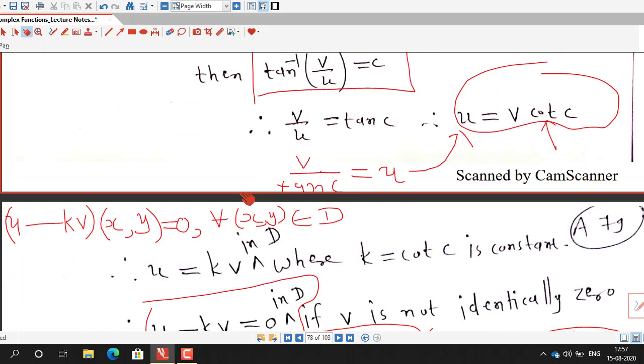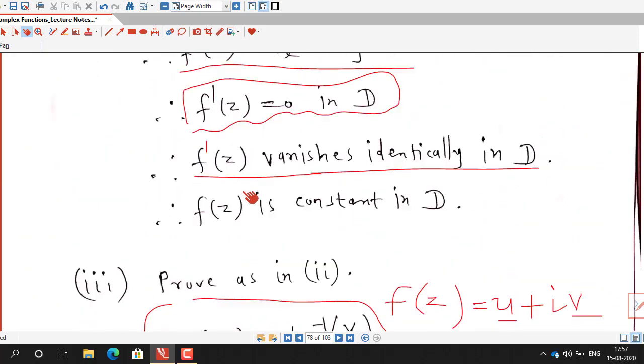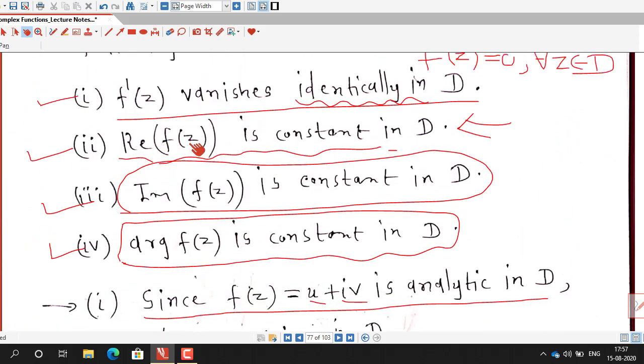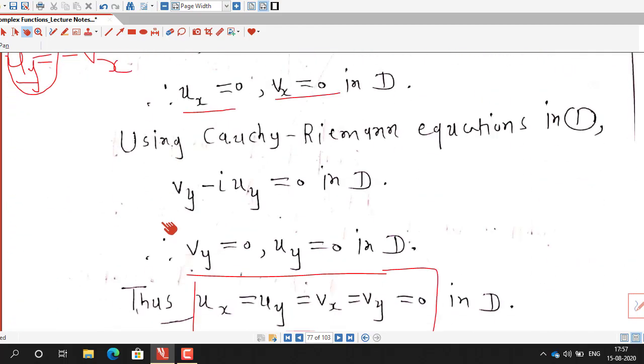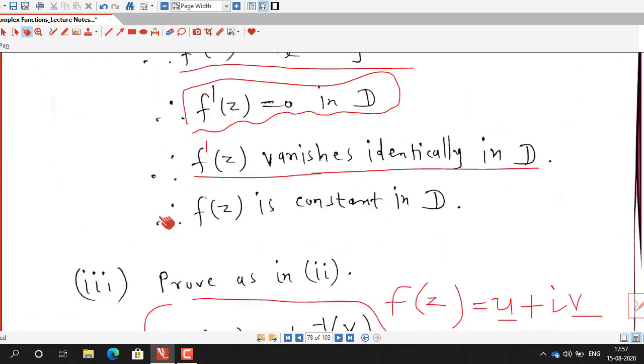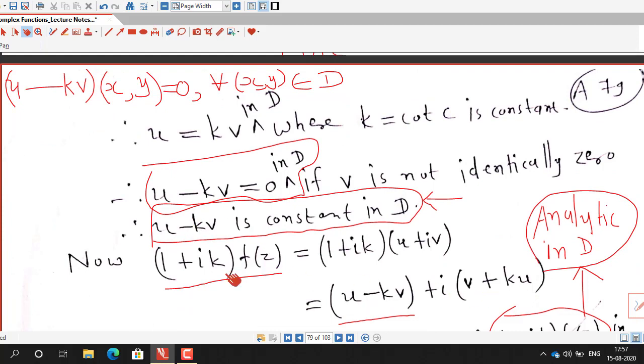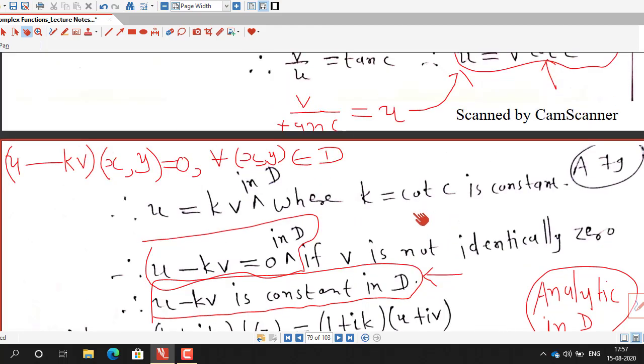To prove this fourth part, we have used the second part. In the second part we have shown that if the real part of an analytic function is constant in a domain D, then f of z is constant in a domain D. So to prove the fourth part, we have first constructed the real part of the function 1 plus ik into f of z. First we have constructed this u minus kv, which is the real part of this analytic function. So first we have shown that u minus kv is constant in a domain D.